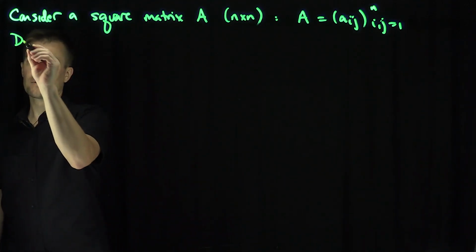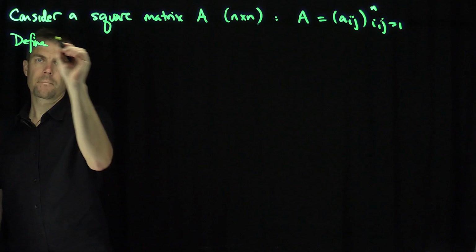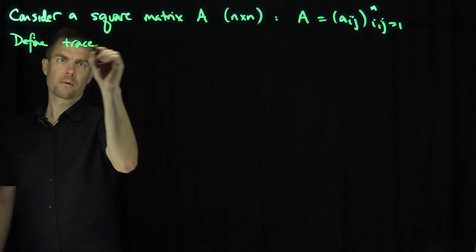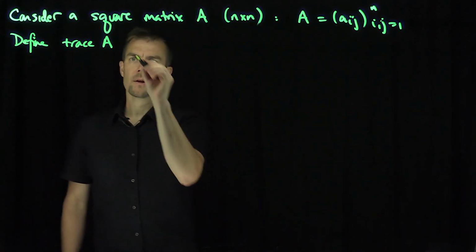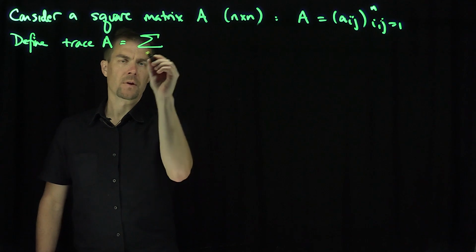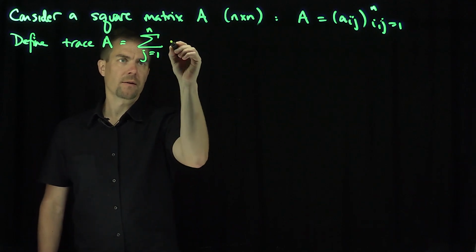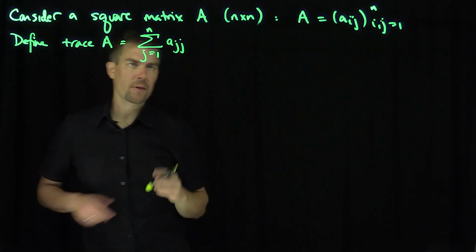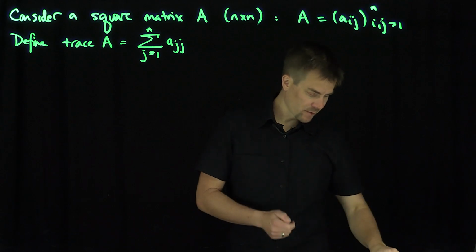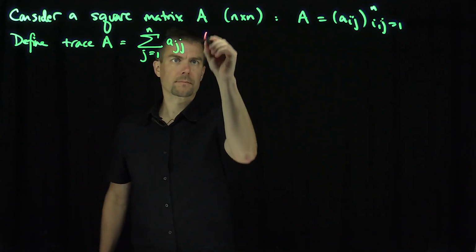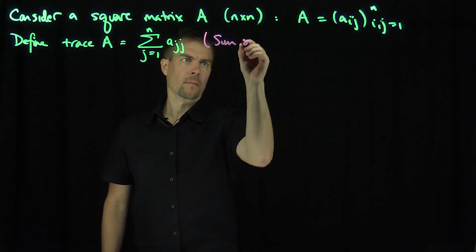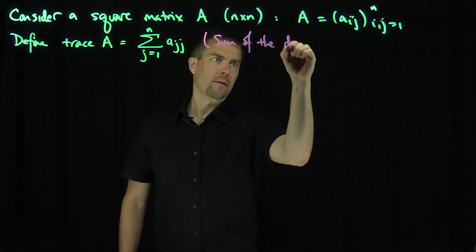Define the trace of A to be the sum, j goes from 1 up to n, of A_jj. That's just the sum of the diagonal entries. So this is the sum of the diagonal entries of A.